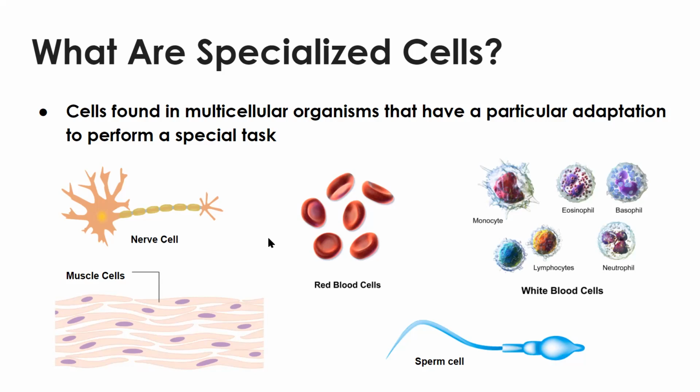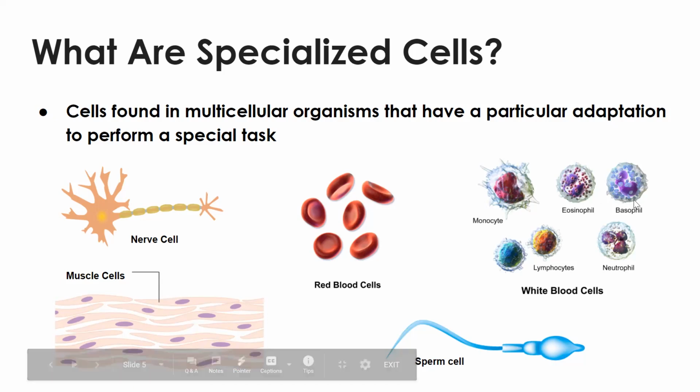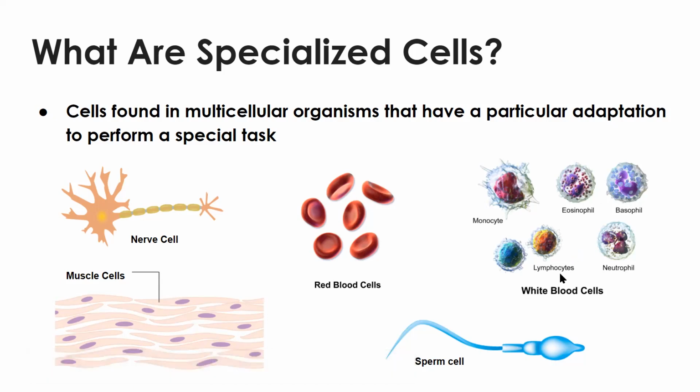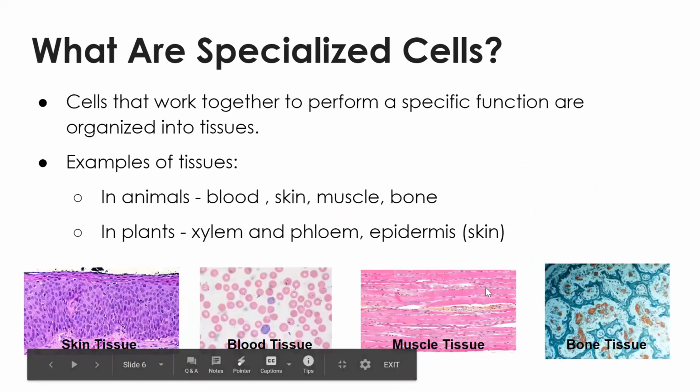So here are some different specialized cells. We have nerve cells, we have muscle cells, we have red blood cells, white blood cells. And in the groups of white blood cells, there are many different kinds of white blood cells like monocytes, eosinophils, basophils, neutrophils, and lymphocytes. We actually saw neutrophils when we were talking about chemotaxis in unicellular organisms. So please go back and watch that if you have not already. But yes, specialized cells are cells that have specific particular functions in multicellular organisms.